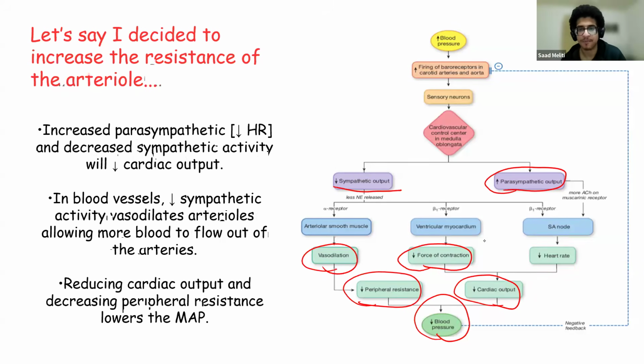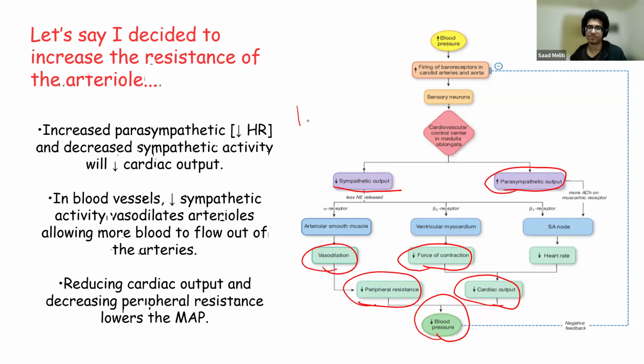Is the MAP also blood pressure? Yeah, mean arterial pressure is basically the blood pressure. You can consider it like that. When the aorta recognizes a higher mean arterial pressure, remember, mean arterial pressure is based on the systolic blood pressure and the diastolic blood pressure. It's basically the mean of the systolic and the diastolic blood pressure.